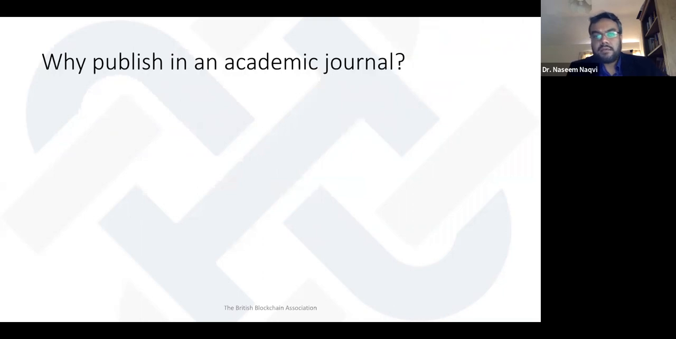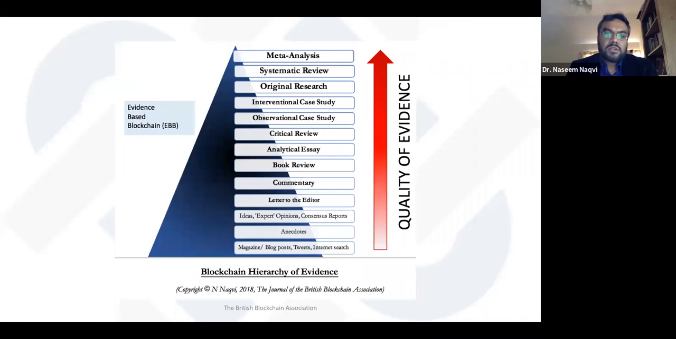So, first of all, why publish in an academic journal? So why not just post your article on Medium or some blog post? Why bother publishing in a scientific journal? So you may have seen this before. The decisions that we make, whether in a business or as an organization or a government, any decisions that we make are based on, or should be based on, evidence.